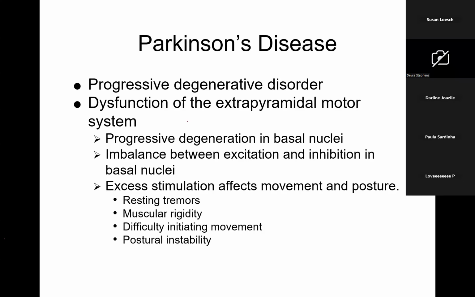So if we don't have inhibition, we're going to have excessive stimulation. And that excessive stimulation causes tremors when someone's sitting still, rigidity in the muscles, difficulty starting the movement, and postural instability. Patients with Parkinson's tend to have a reduced number of cortical neurons. That's characteristic of dementia. So that means it's going to affect their ability to remember as well.